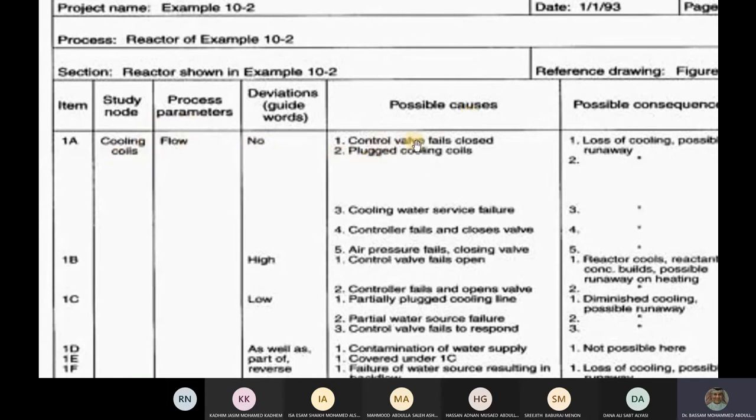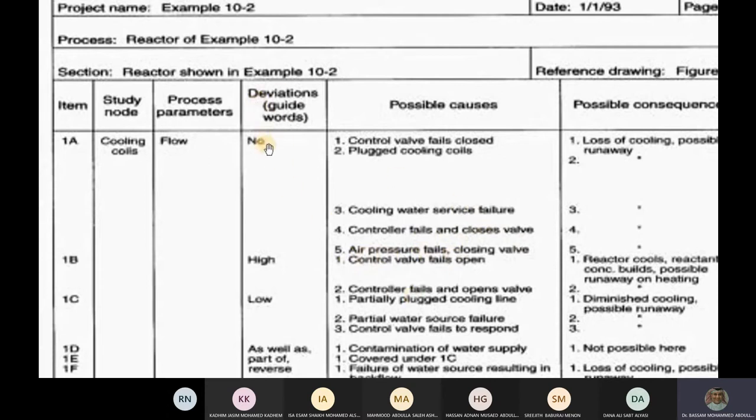So what are the possible causes? The control valve fails closed. So you have the control valve not working, or there's plugging in the coil, or the cooling water service is failing for some reason. The controller fails and closes the valve. I don't know how this happens, because it should not. If it fails, we should make it fail open rather than fail closed, because it's cooling, it's not heating. So if it fails, it should cool, not heat. Okay, so that's a problem where it closes the valve. Air pressure fails. You can see there are many things here.